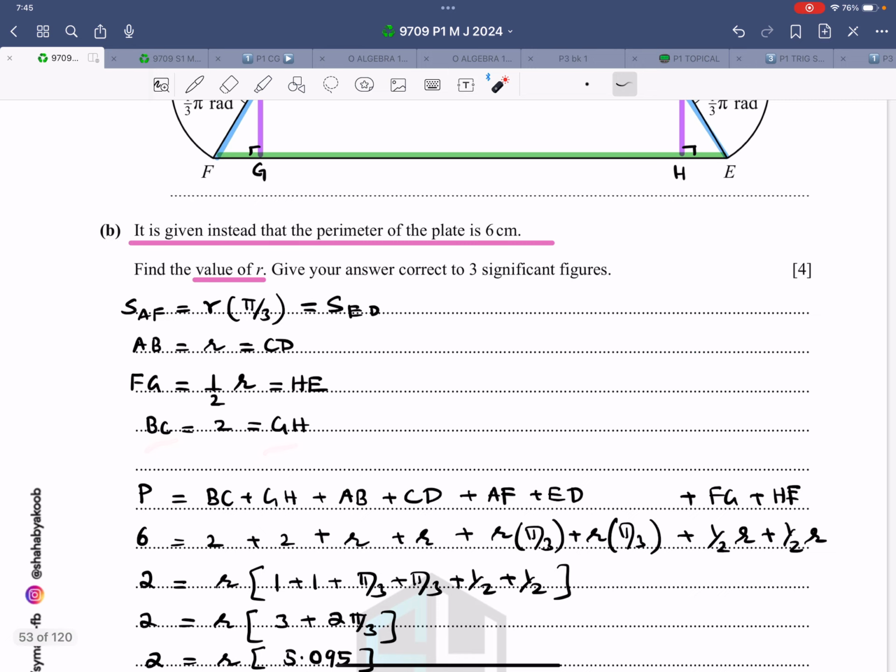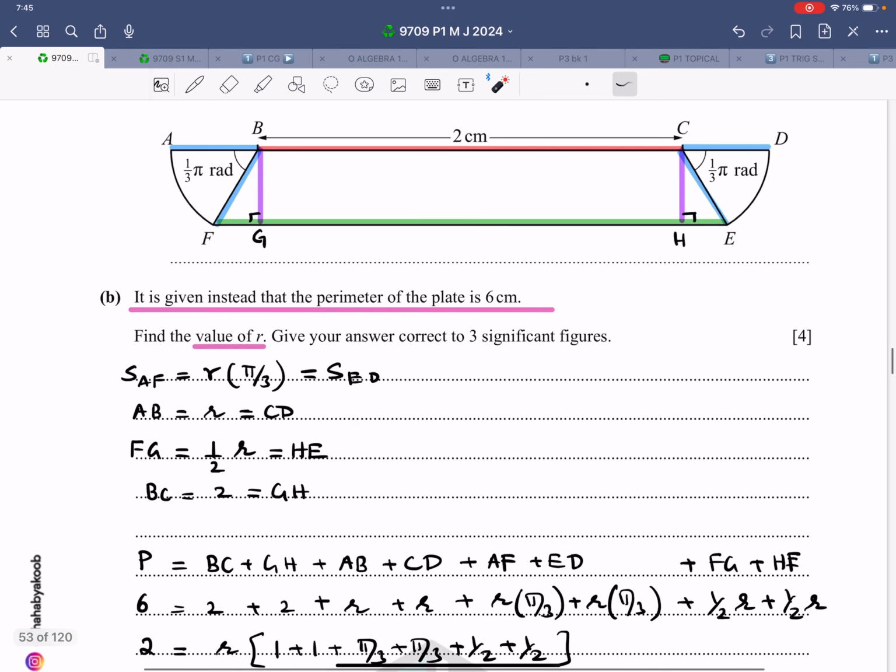BC and GH is 2 each. Now what is the perimeter? Perimeter is BC plus GH. So that's BC plus GH. That's 2 plus 2. AB plus CD. That is AB and CD. What is AB and CD? R each. R plus R.